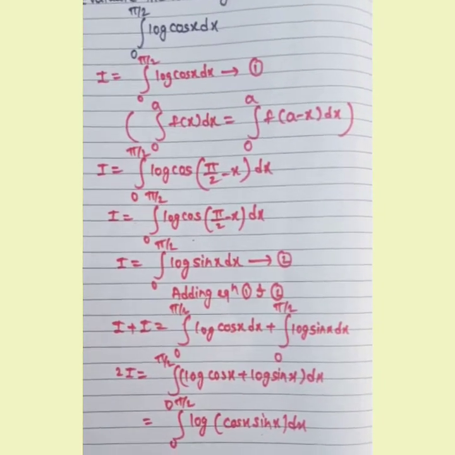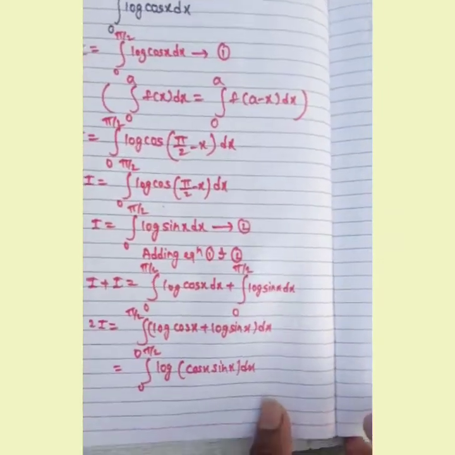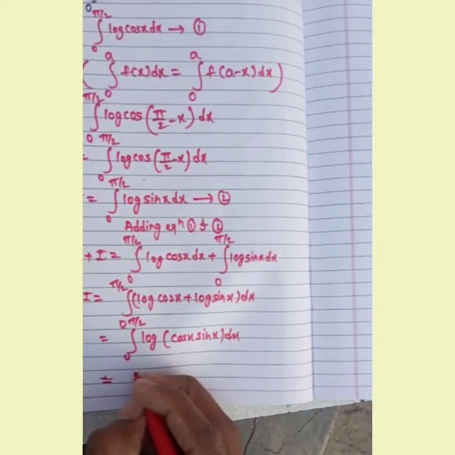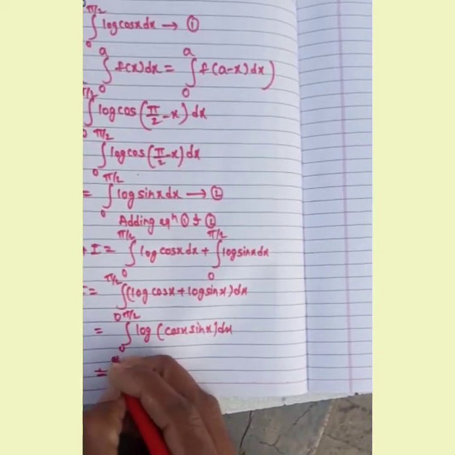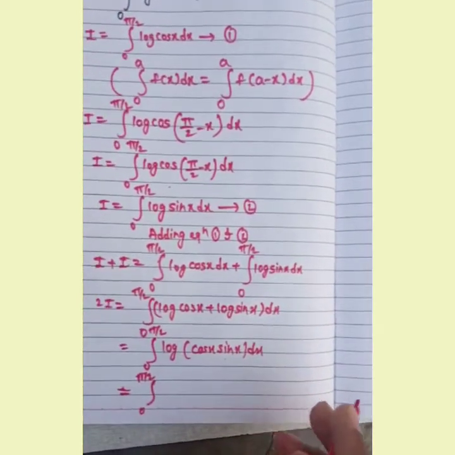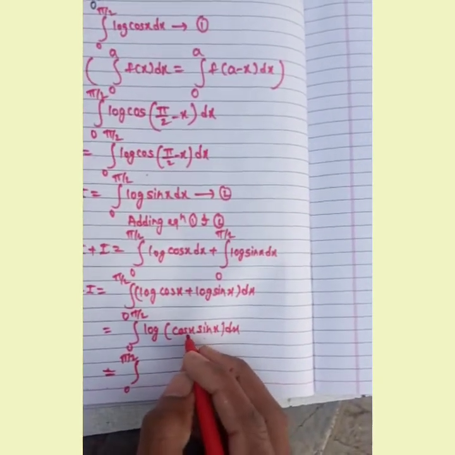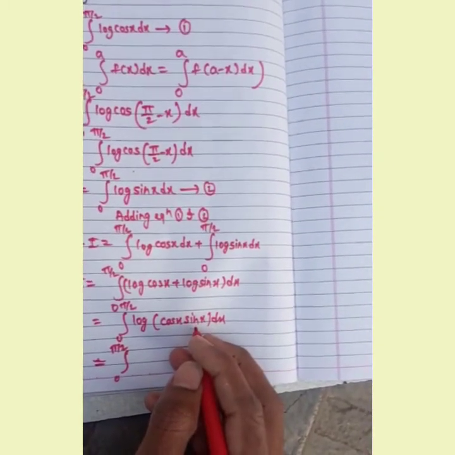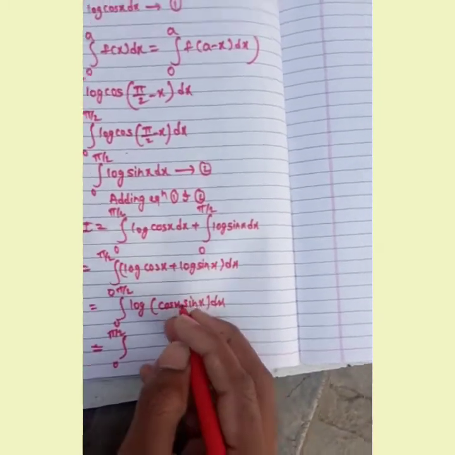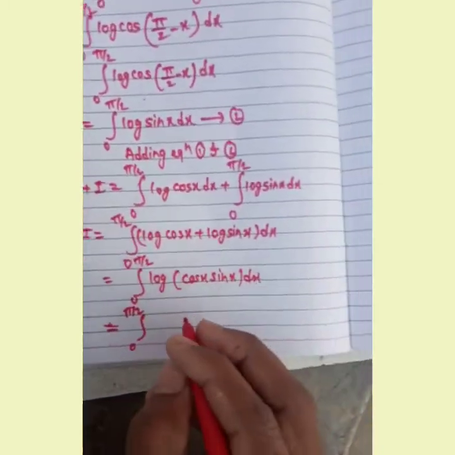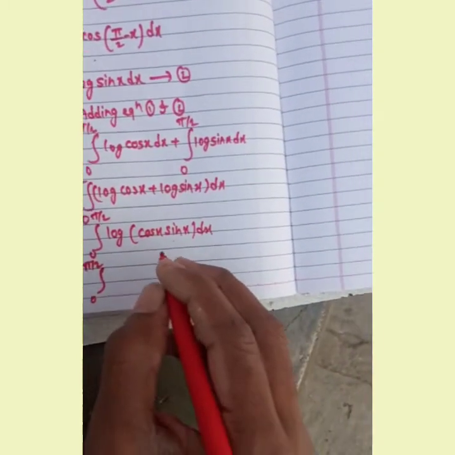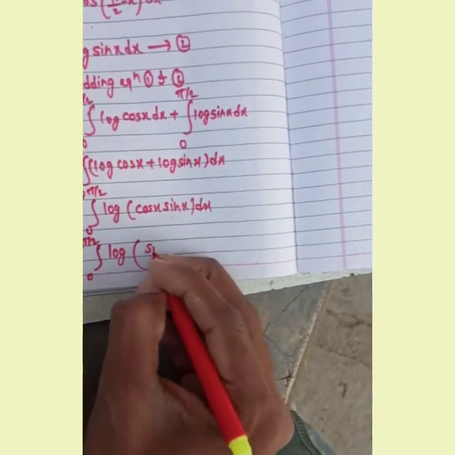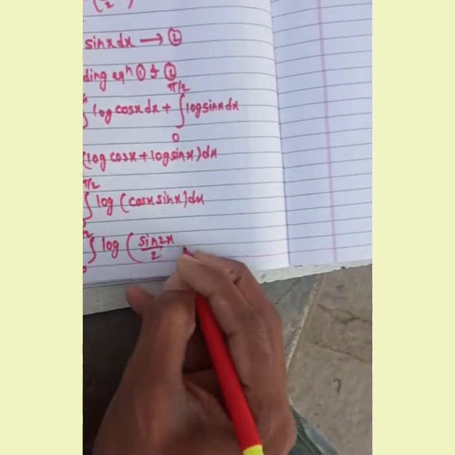Now in the next step we will write integration from 0 to pi by 2. The multiplication of cos x into sin x we can write as sin 2x upon 2. I hope you know the double angle formulas of trigonometry. So by using that we will write log of sin 2x upon 2 into dx.